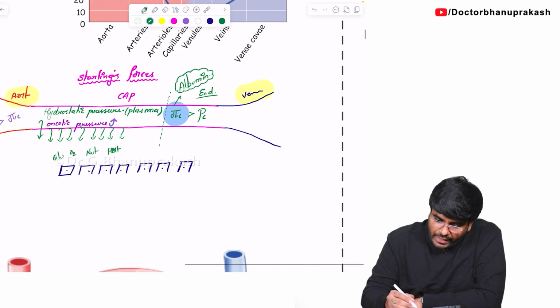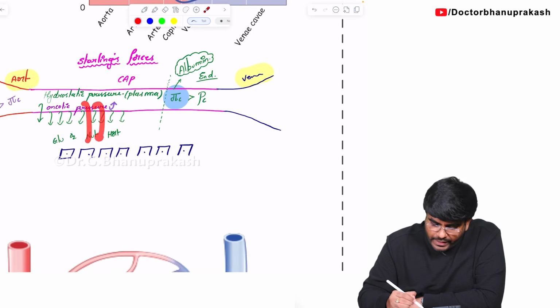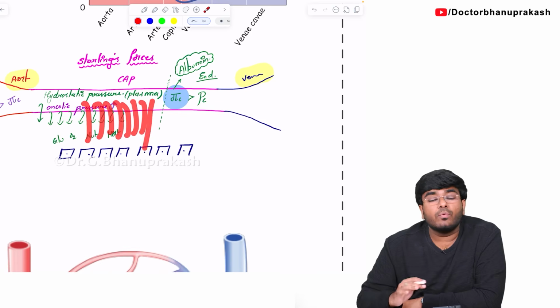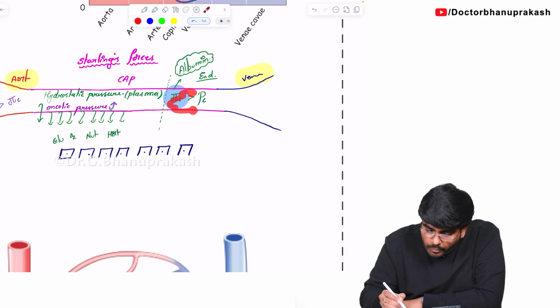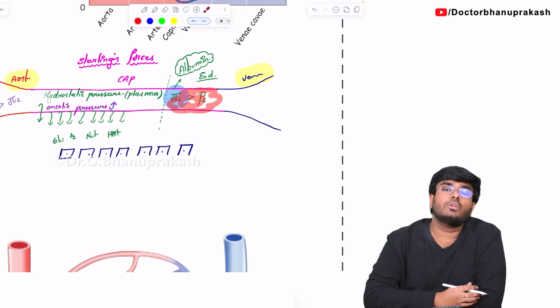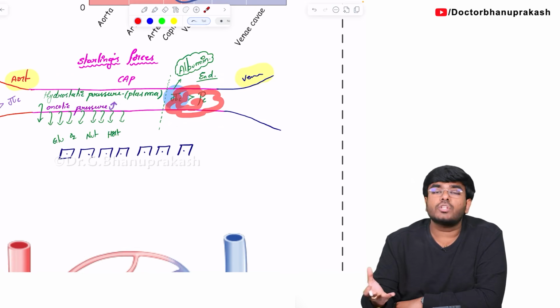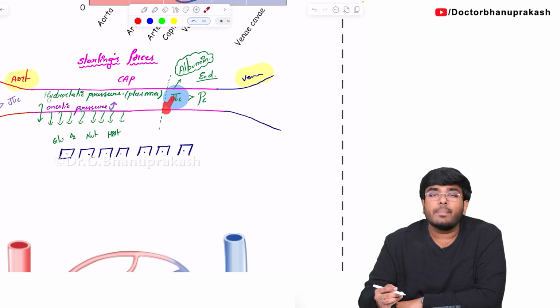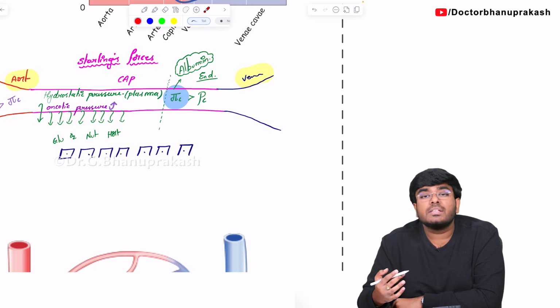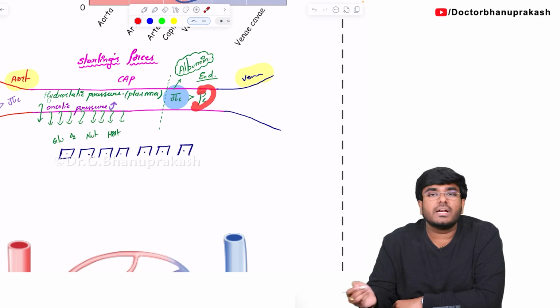So now what exactly happened? All the fluid came out. As the fluid is coming out, what will happen to the albumin molecules here? The albumin molecules are going to get concentrated. So now there is more albumin concentration, fluid is not there, plasma is not there. So what will happen? The oncotic pressure is going to be more when compared to hydrostatic pressure.